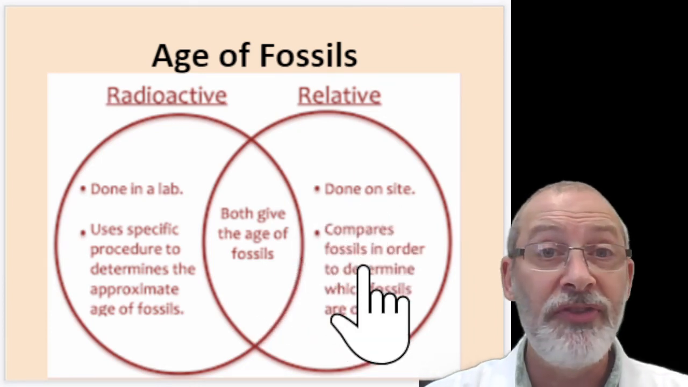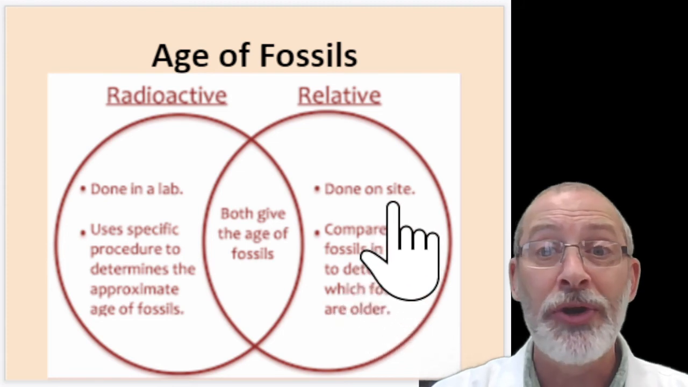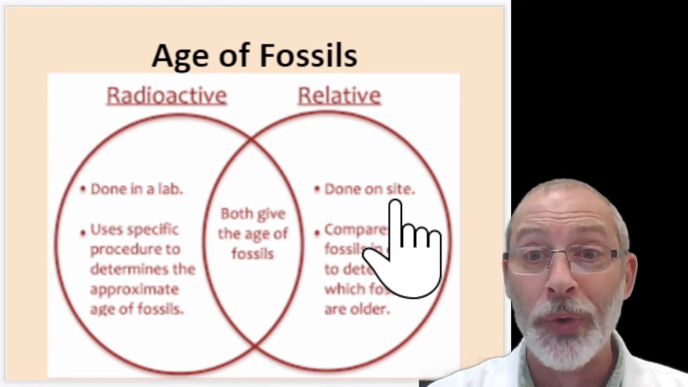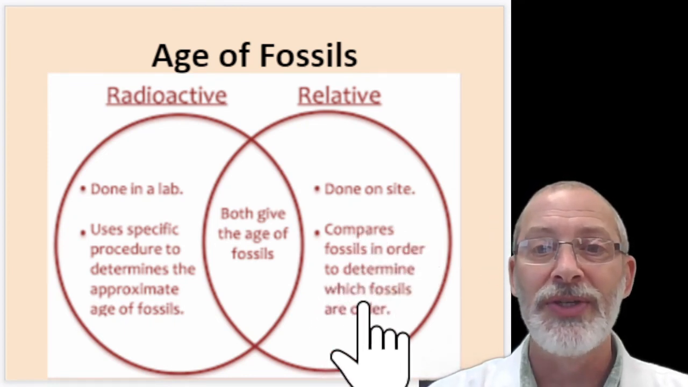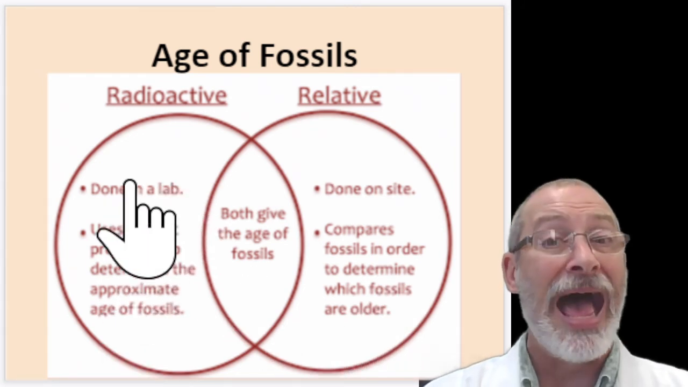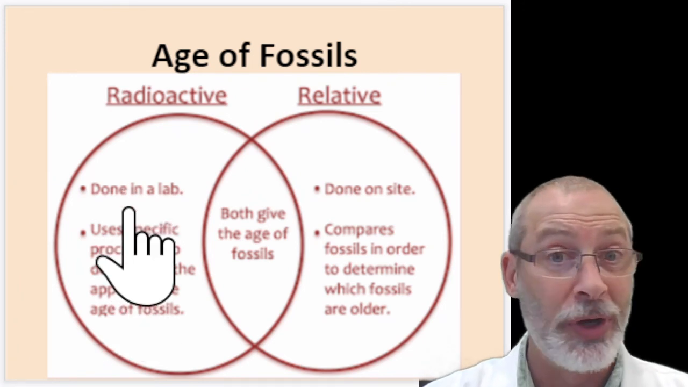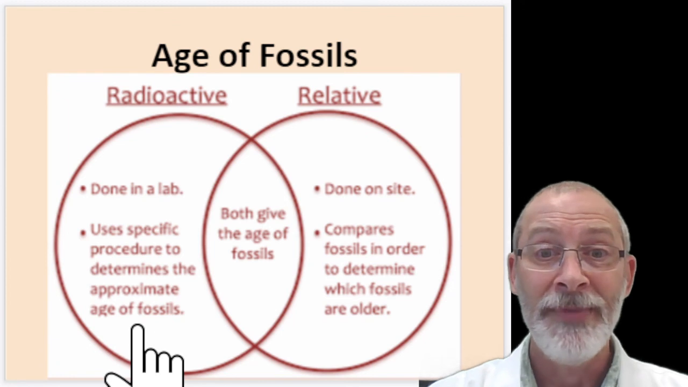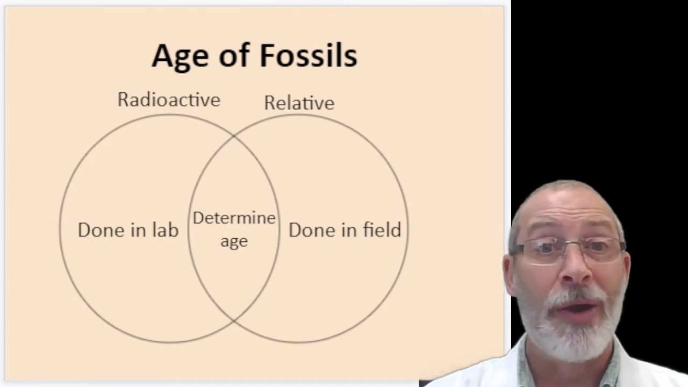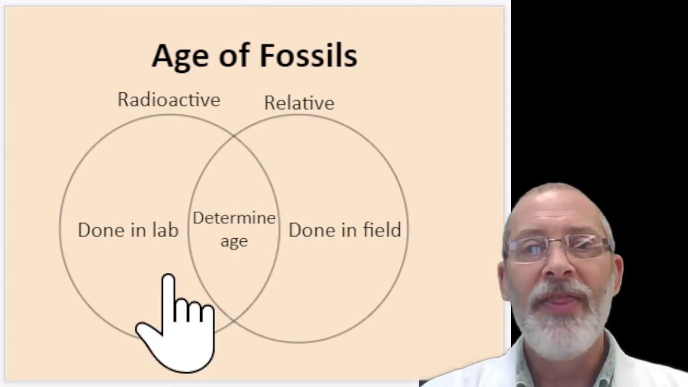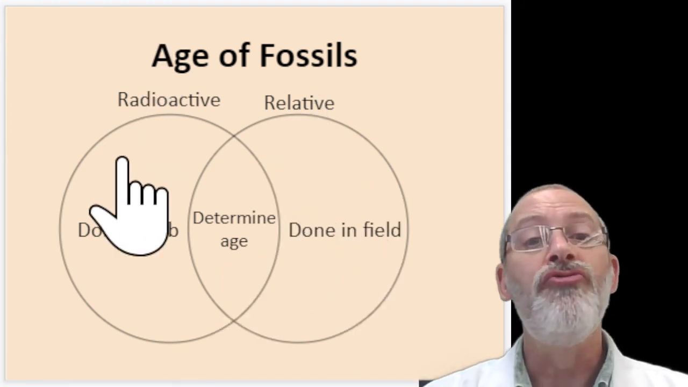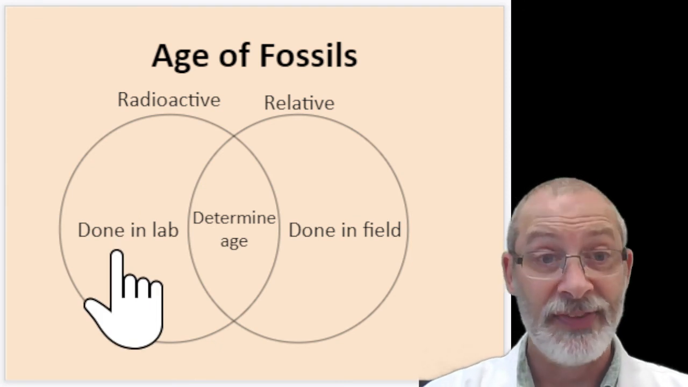Relative dating, you can do it in the field. You can just look at rock layers and determine, well, these fossils are below other fossils, they must be older. We're just comparing fossils to determine which ones are older. Radioactive dating, on the other hand, absolute dating, has to be done in a laboratory with really high-tech specific equipment to determine. It's measurable in the lab. In more basic terms for our notes, they both determine age. Relative dating can be done in the field. Radioactive dating is done in the lab.